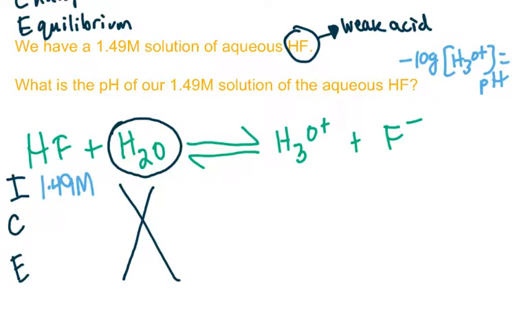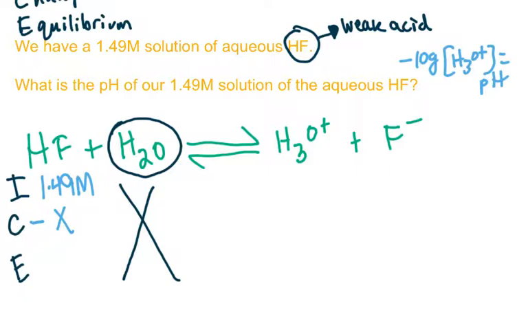So we start with 1.49 molarity. We start with a 1.49 molar solution of aqueous hydrofluoric acid. Then we know, based on our arrows right here, based on our equilibrium state, that hydrofluoric acid won't fully dissociate into its products. So that means some of the hydrofluoric acid will dissociate into the product, but we don't know how much. So what do we use to represent something that's unknown? We use a variable. So let's go ahead and use x. So our change is going to be minus x.